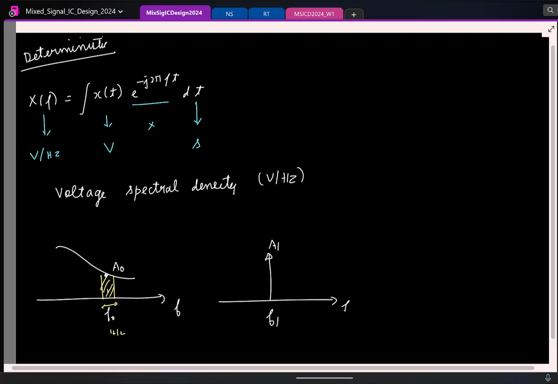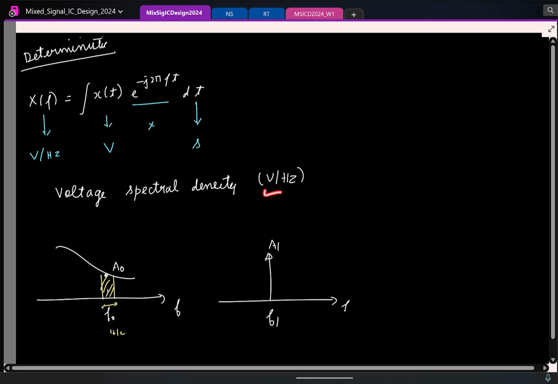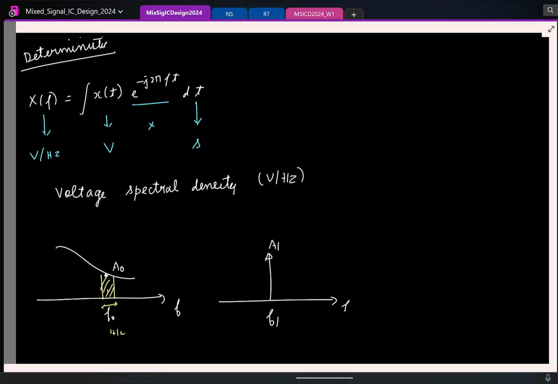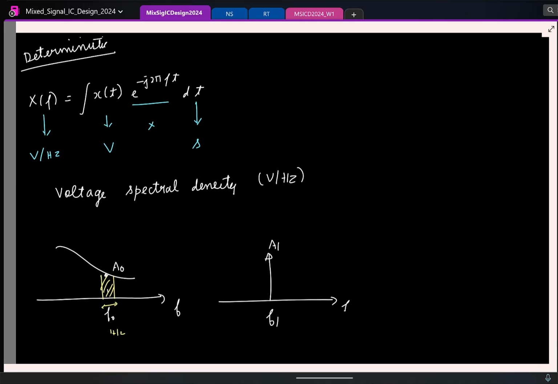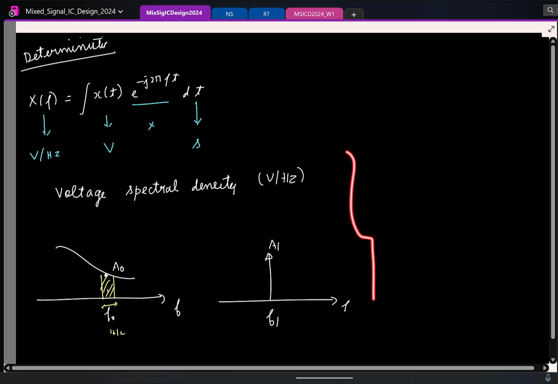Because these are all density functions, it just says something about a 1 hertz bandwidth, as you see from the units. It doesn't give single point information. In fact, technically, I can say that the strength of a sinusoid at frequency f naught here is 0, because A naught is the strength of all the infinite sinusoids. For a single sinusoid, it's A naught by infinity, loosely speaking. So this is something you should understand.